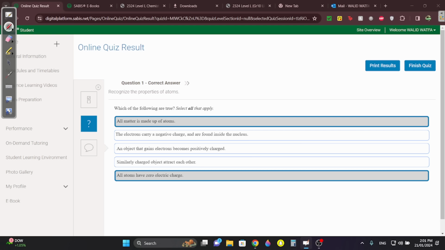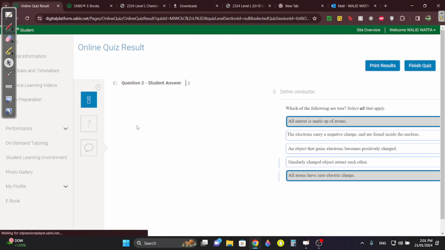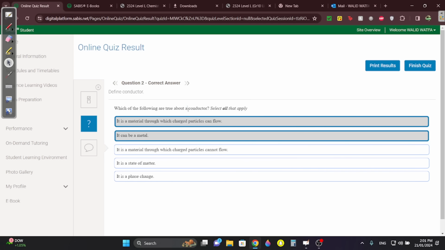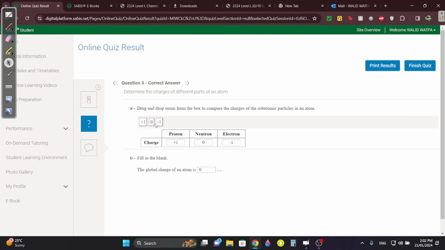Unless you add electrons to it by rubbing or whatever, every atom will be neutral. It has zero global charge. Every atom has a zero charge. What is a conductor? It can be a metal, and charged particles can flow through a conductor. Is it a material through which they cannot flow? Obviously not. Is it a state of matter? No. Is it a phase change? No. It's a conductor.